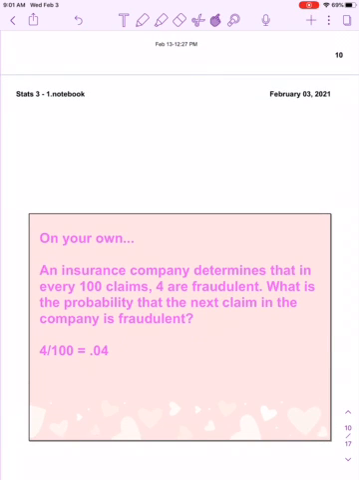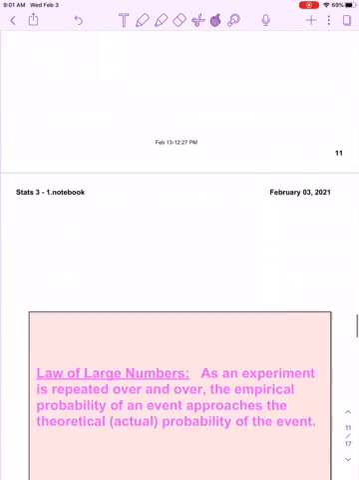Okay, an insurance company determines that for every 100 claims, 4 of them are fraudulent. So what's the probability that the next claim is fraudulent? They actually looked at them. There were 4 out of every 100 that happened. So this is 4 out of 100 is your chance, or 0.04.